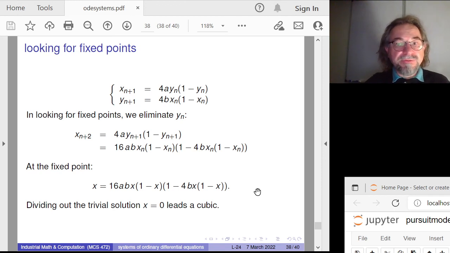So if here for this concrete model of two equations you look for an equilibrium, you can get to an equilibrium equation if you eliminate. So you can replace here the y_{n+1} by the x_n. And then at the fixed point, you replace all the x_n's by x, and at the fixed point, x_{n+2} is x as well. So then you see that you get a cubic equation if we divide out the trivial solution.